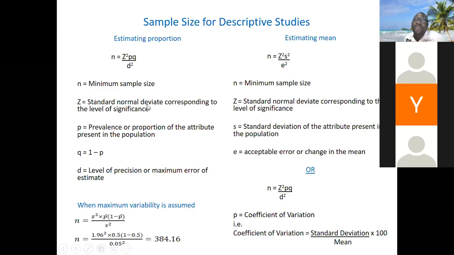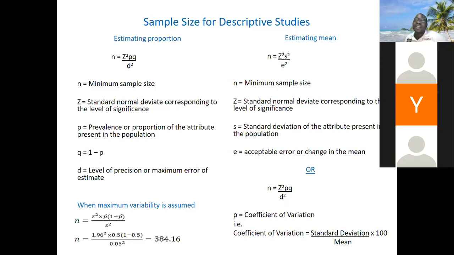Now that level of precision, which is usually set at 5%, you will not put 5% there. You now calculate 5% of the mean and put it there. Because after all, the logic behind the level of precision is the maximum error of estimate. You don't want to deviate from the parameter.